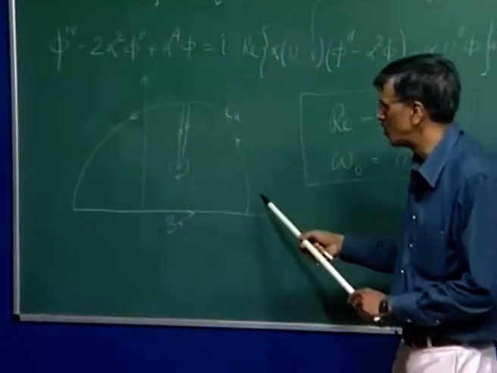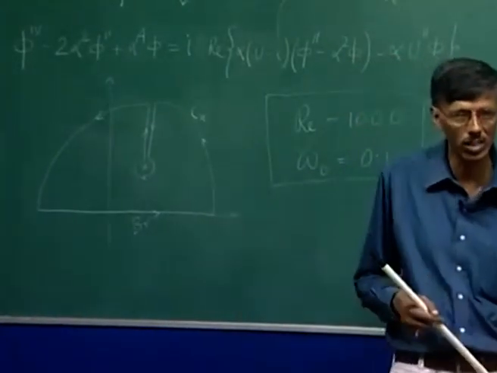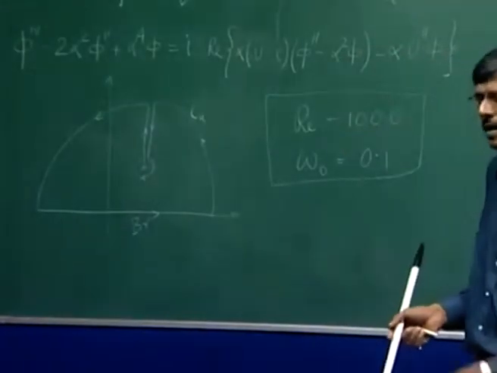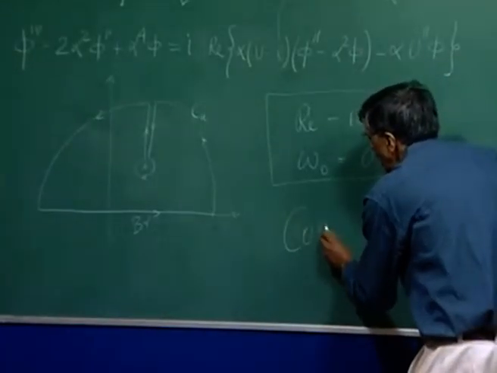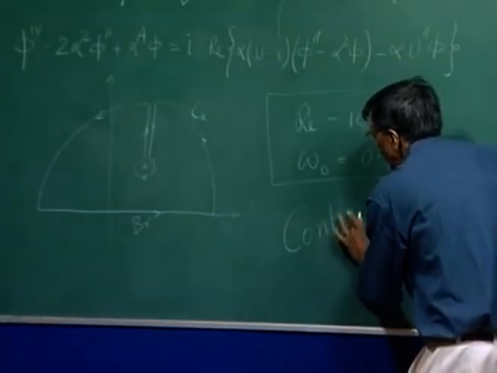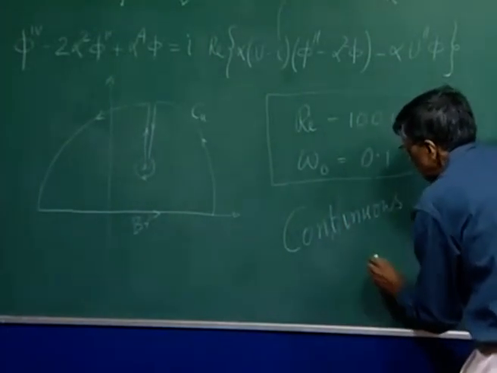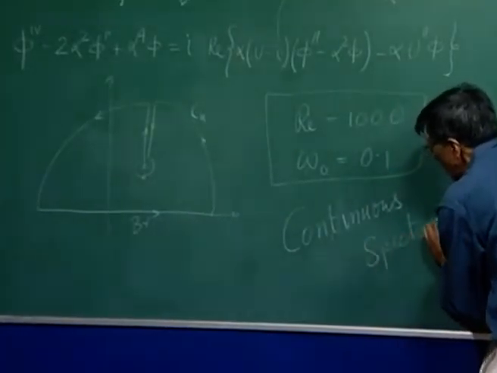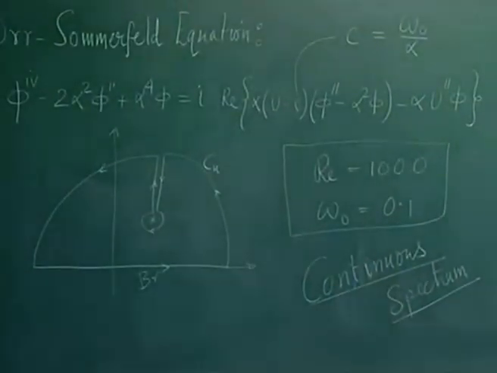People of course barked up the wrong tree. They did not look at the Jordan's lemma path. Instead, they said somewhere from somewhere else something is coming, and this somewhere or something they attributed to as a continuous spectrum.